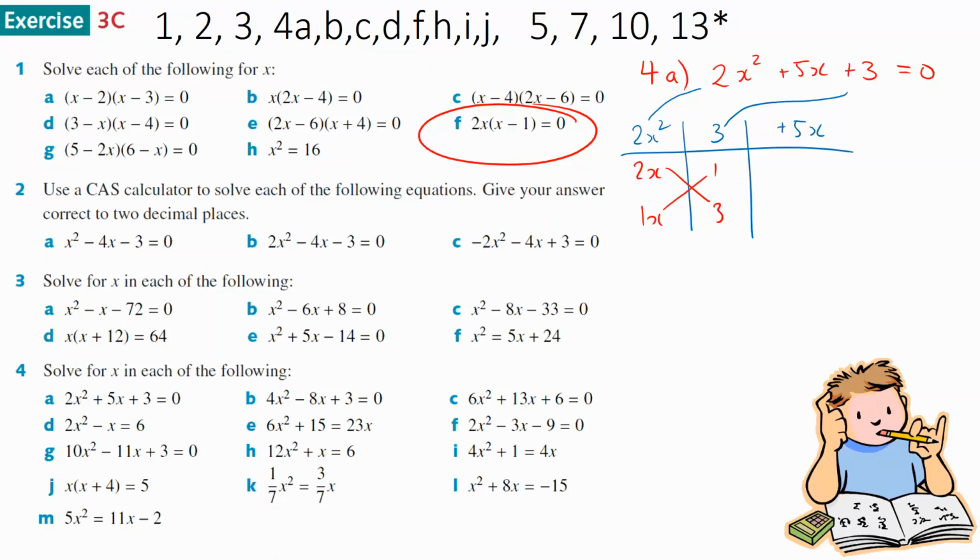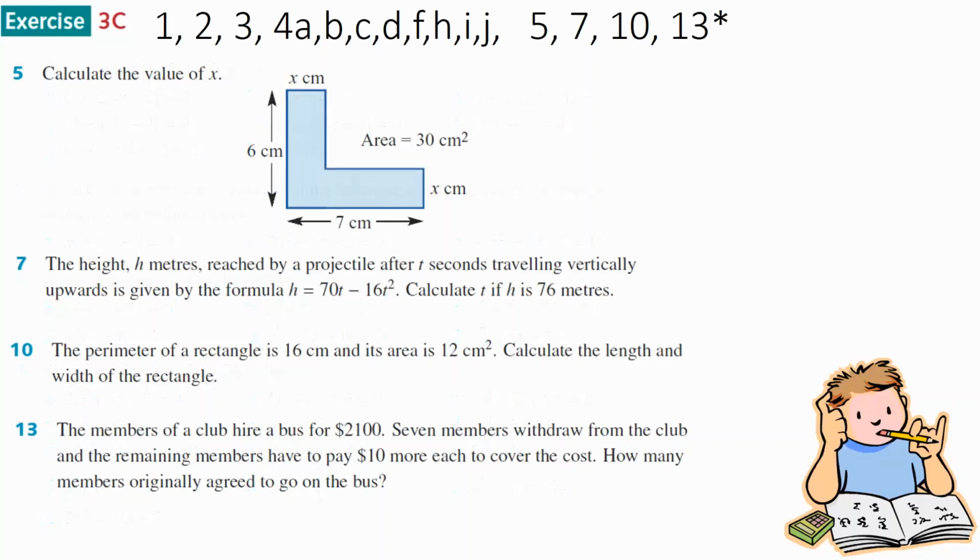If I do it that way, 1x times 1 gives me 1x. 2x times 3 gives me 6x. Now you look at it and you say 1x and a 6x.